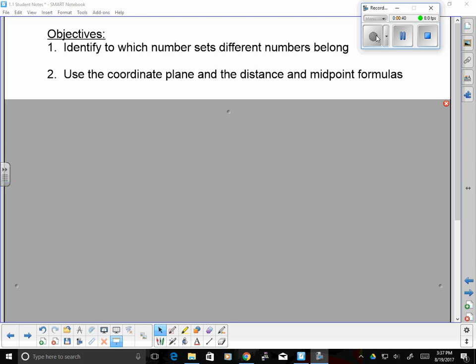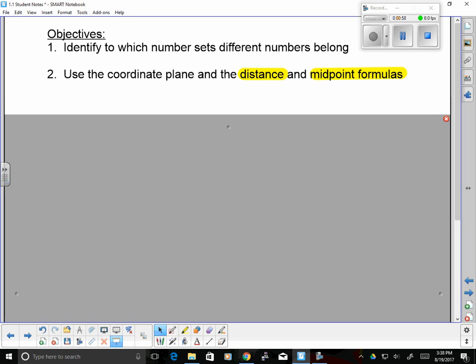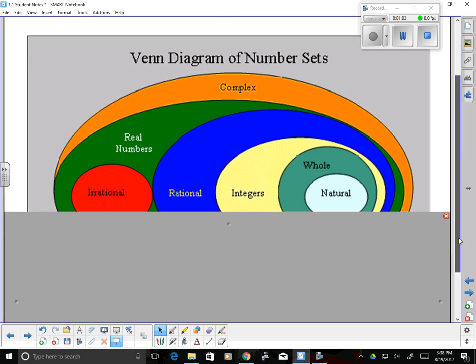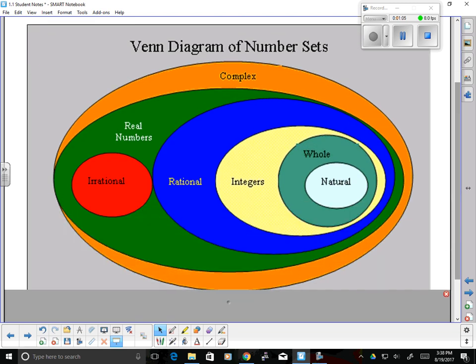And secondly, we want to use the coordinate plane and the distance and midpoint formulas. So distance formula and midpoint formulas are things that you would have seen in geometry. We'll review what those are and how we will use them. So with that, let's get right into it. You should have a notes handout where we'll talk about each one of the number sets. And we'll see that these number sets are not separate sets so much as they build upon one another.